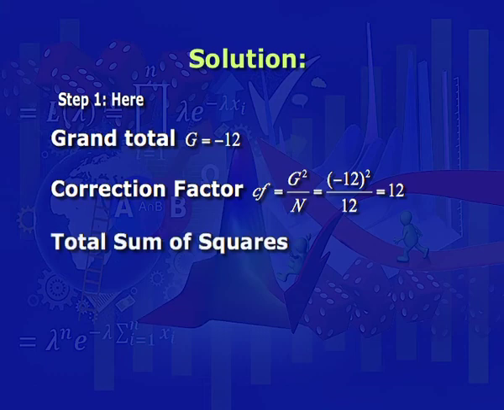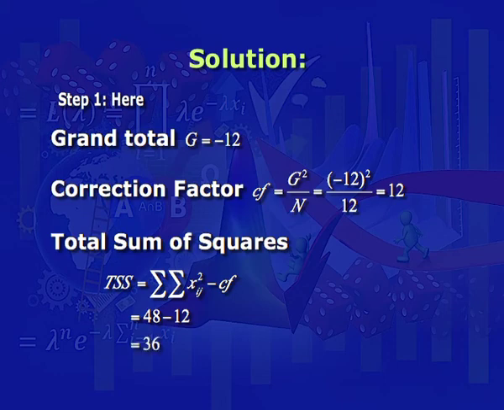Now, we calculate different sums of squares. First, total sum of squares. Total sum of squares equals double summation Xij square minus CF. Here double summation Xij square means sum of squares of all the values of the given table, which comes out 48. Minus CF equal to 12. So, we get the answer 36.